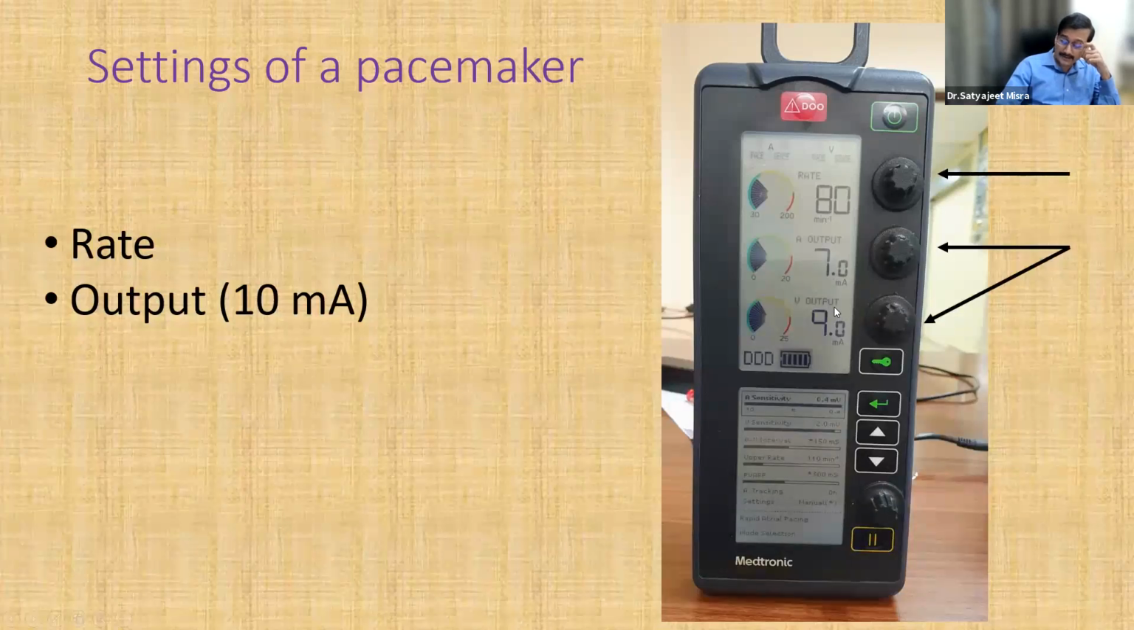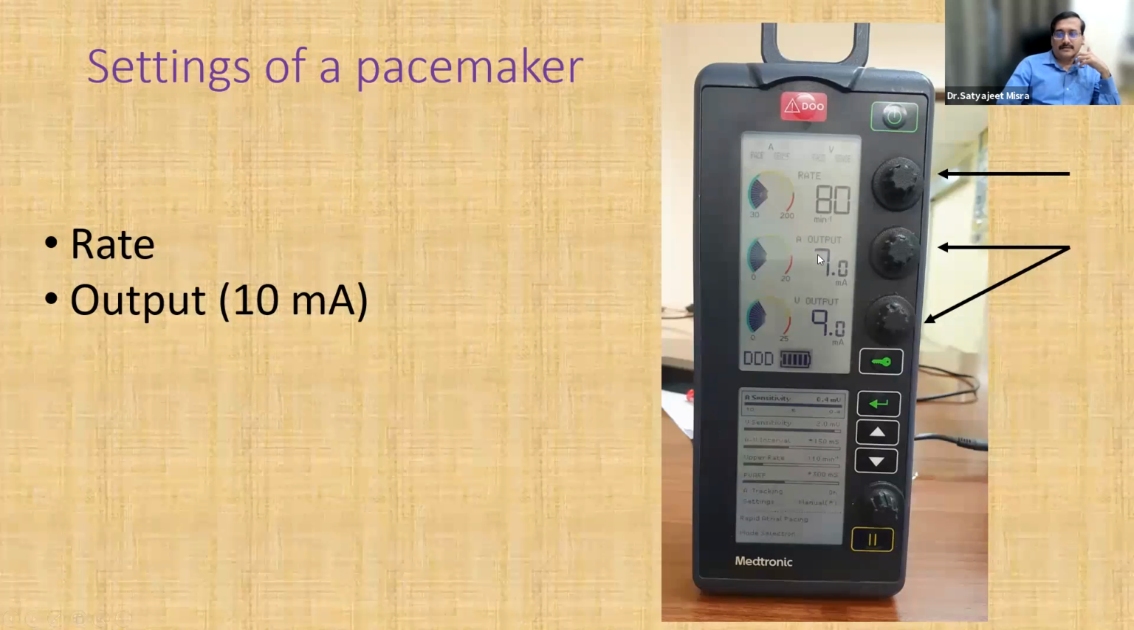Should we leave it at that? No, ideally we should try to find what is the output for each patient, for the atria as well as for the ventricle. And that's a good thing to do because it preserves the battery life. If you leave the patients with high output, chances are that the battery life gets exhausted.